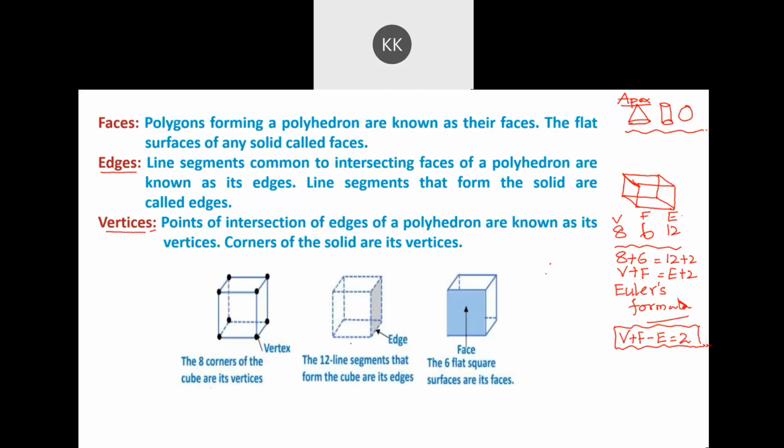Look at these figures here. In the first figure, these dots indicate the vertices. These dotted lines indicate the edges. So there will be 12 edges. And this shaded portion indicates the face. So a cube and a cuboid will be having 6 faces. All right.